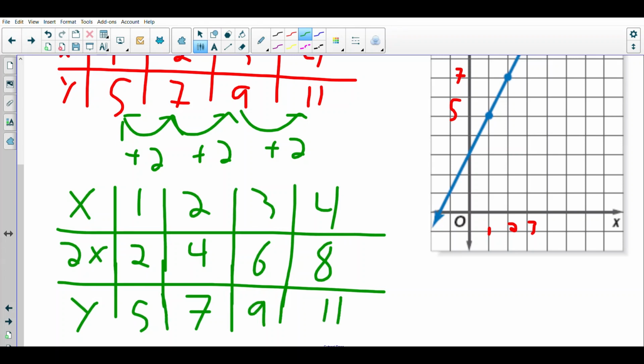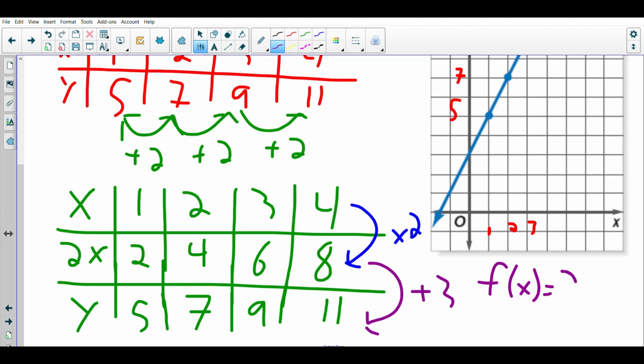So on the first line, I multiply by 2, but then how am I getting from 2x to y? Well, 2 to 5, it looks like I'm doing plus 3. 4 to 7, it looks like plus 3. 6 to 9. So it looks like we're taking x, multiplying by 2, and then adding 3. So we would say f of x is equal to 2x plus 3. There would be our equation that is not proportional because it's got an extra addition at the end.